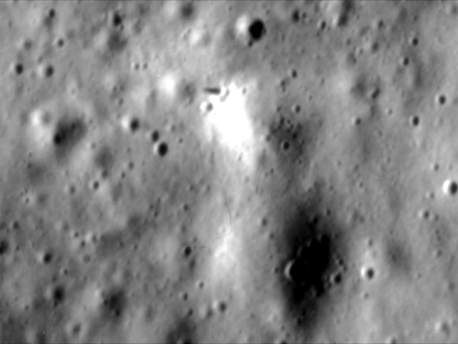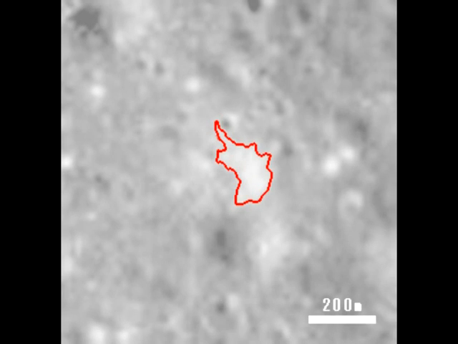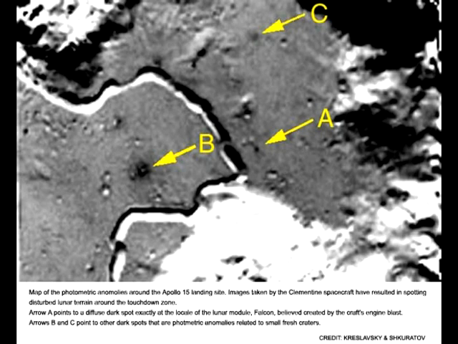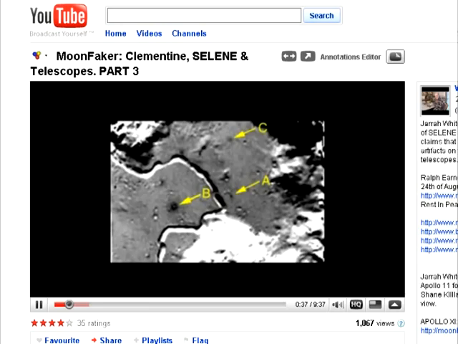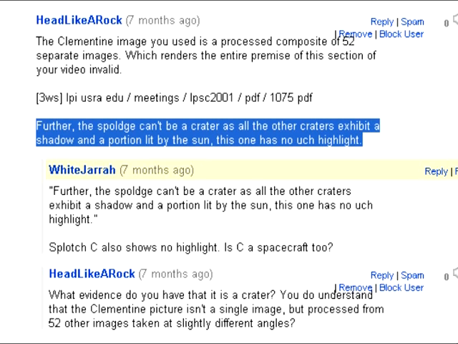It's amusingly ironic that this group now claims the crater itself was brightened, because before the LRO photos came out, back when I stated these anomalies were just natural craters, propagandists insisted that these alleged disturbed regions were anything but craters. In the comments page of my first video making such a claim, David Greer wrote, "Further, the splodge can't be a crater as all the other craters exhibit a shadow and a portion lit by the sun. This one has no such highlight."